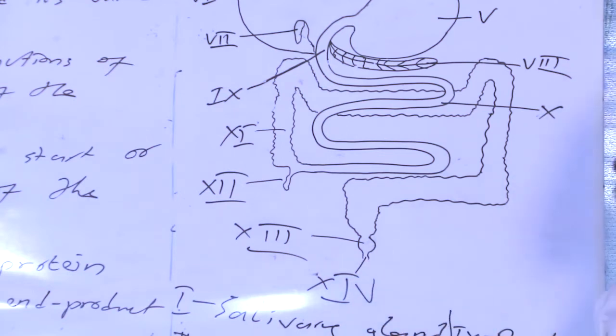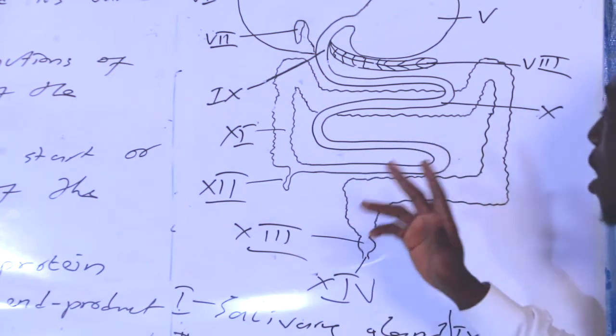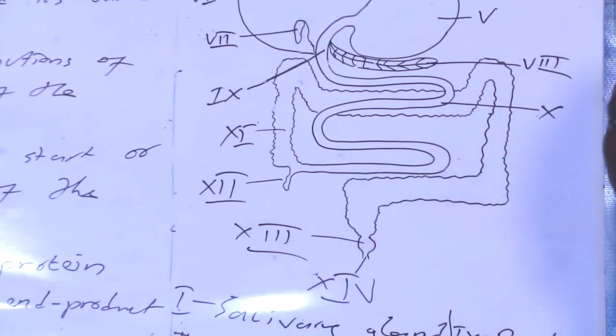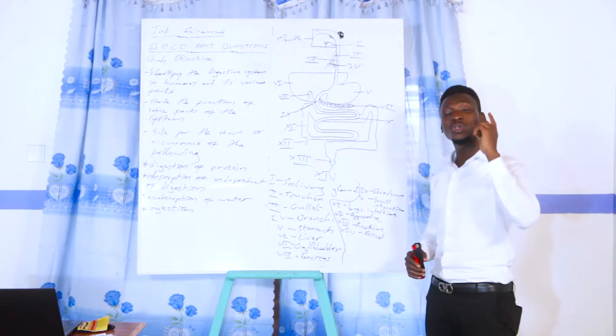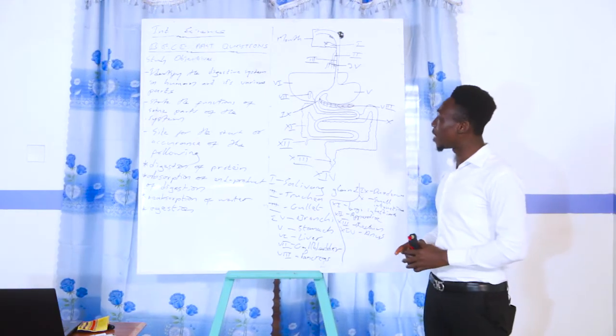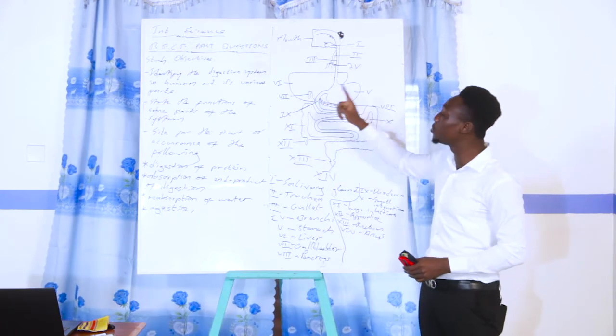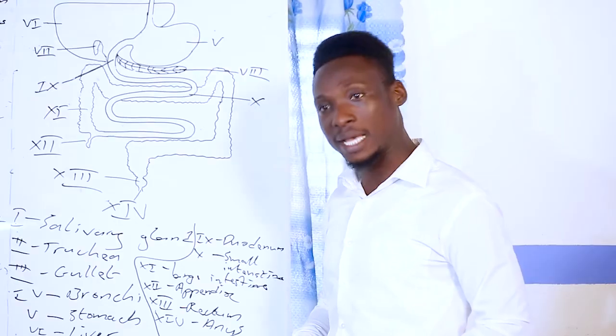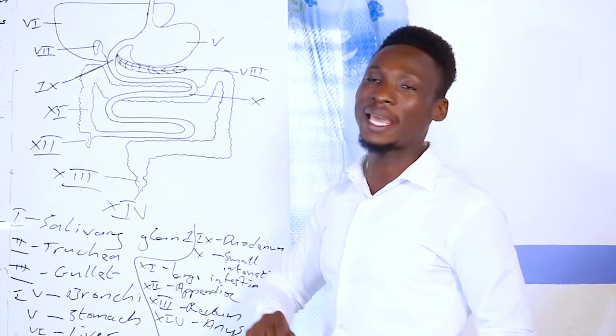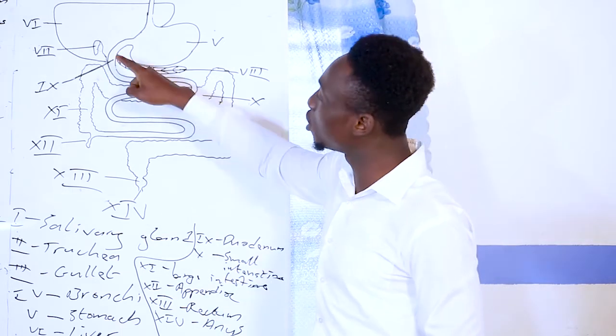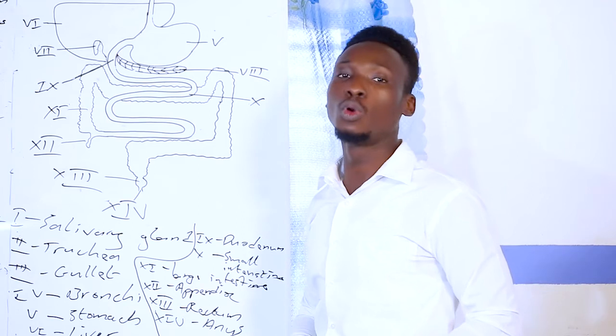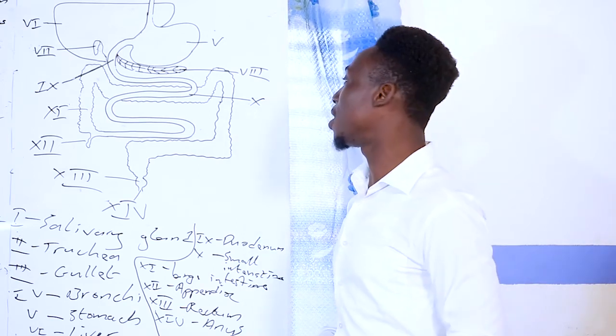And just as we have the juice produced in the stomach, we also have juice produced in the small intestine. And that juice is known as what? The intestinal juice, or what we term as the succus entericus. So the succus entericus contains what? The erepsin. It is the erepsin that converts the peptide from the duodenum into amino acid. Then maltase will convert maltose from the duodenum into what? Glucose. So please take note of that.